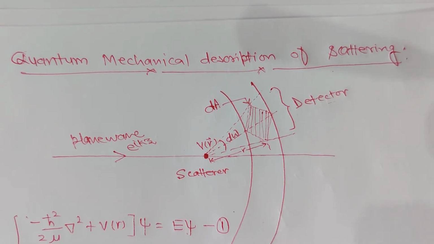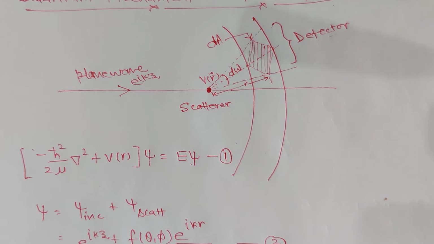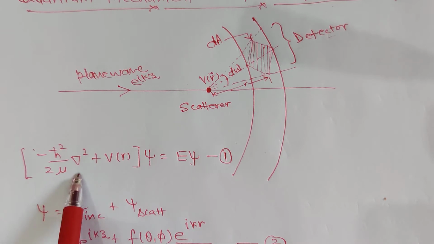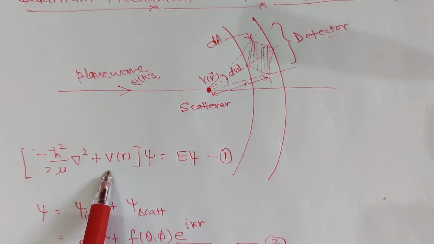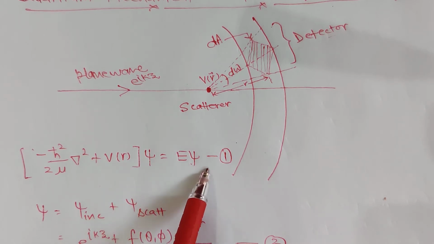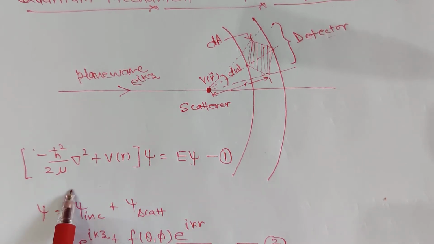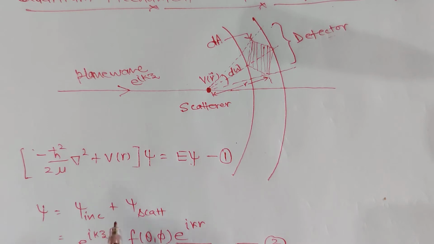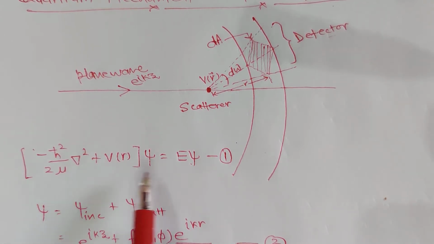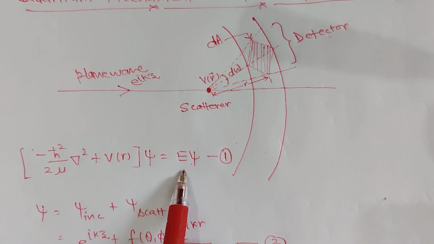The time independent Schrodinger equation can be written as minus h cross square upon 2 mu del square plus V(r), psi equals E psi. Here mu is the mass of the particle and E is the total energy of the particle.